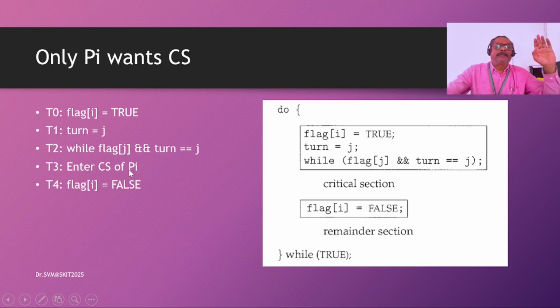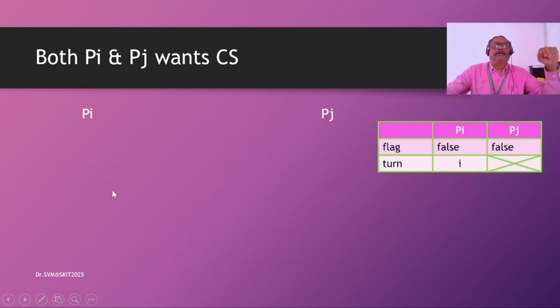Once the critical section part of the Pi is done, it finally sets flag I to false, saying that my critical section part is over, so anybody else can get into the critical section, I don't care. So it makes flag I equal to false and then continues.